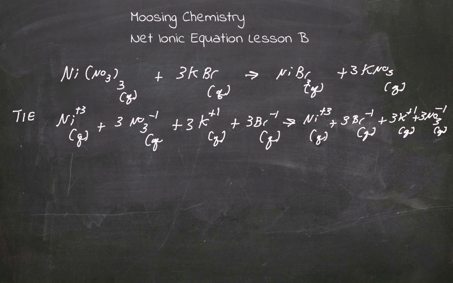All right, let's look at all these things. Does our Ni change? No, it does not, so it's a spectator. Do our nitrates change? No, they do not, so they're spectators. Does our potassium change? No, it does not. So they're spectators. Does our Br change? No, it does not. So they're spectators. So now we're going to write the net ionic equation, the NIE.